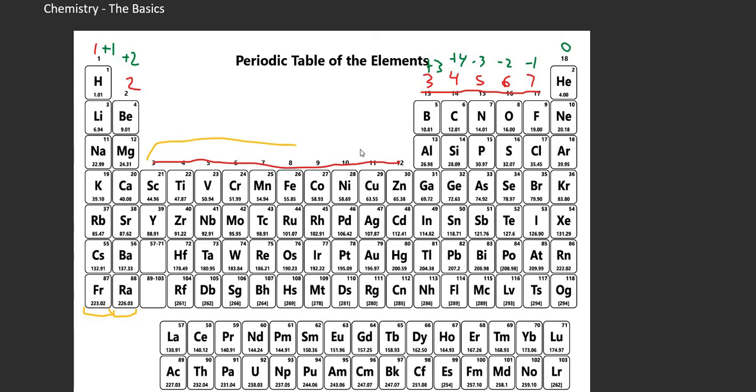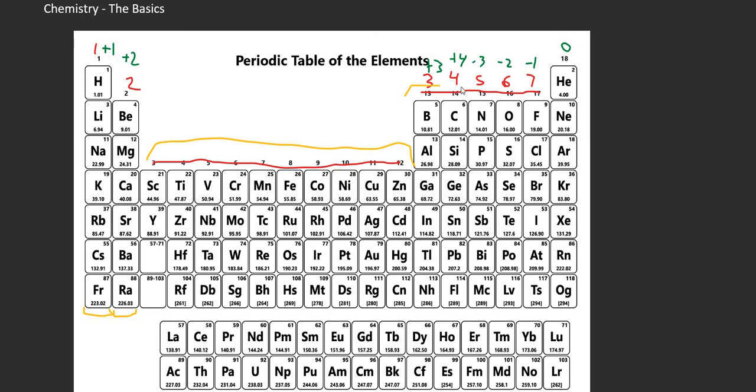This group of elements right here that we kind of skipped over are called the transition metals. And they're called the transition metals because they can transition between oxidative states, which means they can have multiple different charges depending on the situation that they're in.